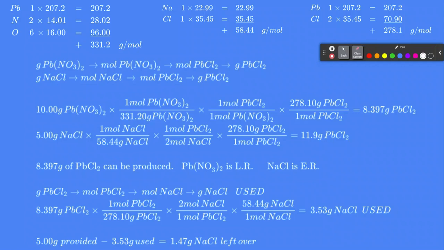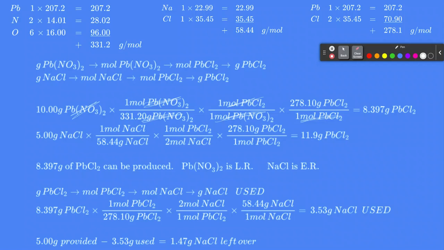We're going to start with my 10 grams of lead 2 nitrate, and we're going to use the molar mass from up above to get us out of grams of lead 2 nitrate into moles of lead 2 nitrate. Then we're going to use the balanced chemical equation. So remember, it was 1 mole of lead 2 nitrate per 1 mole of lead 2 chloride, so 1 to 1. And then we're going to get out of moles of lead 2 chloride into grams by using that molar mass.